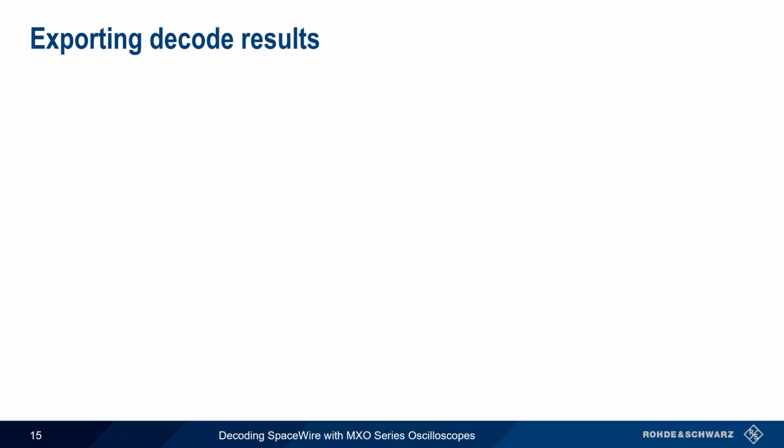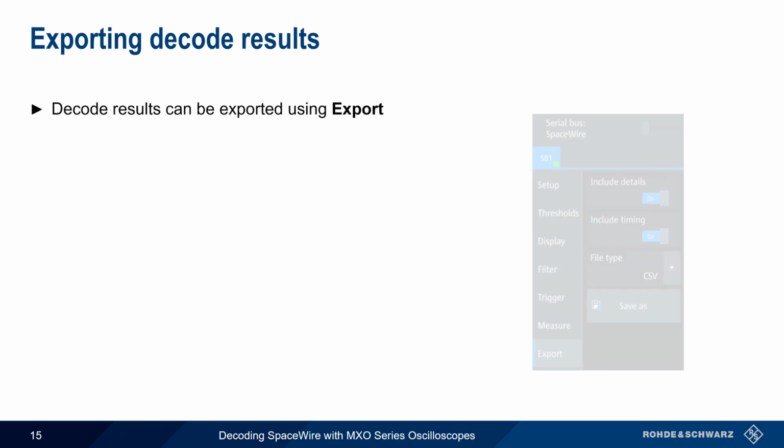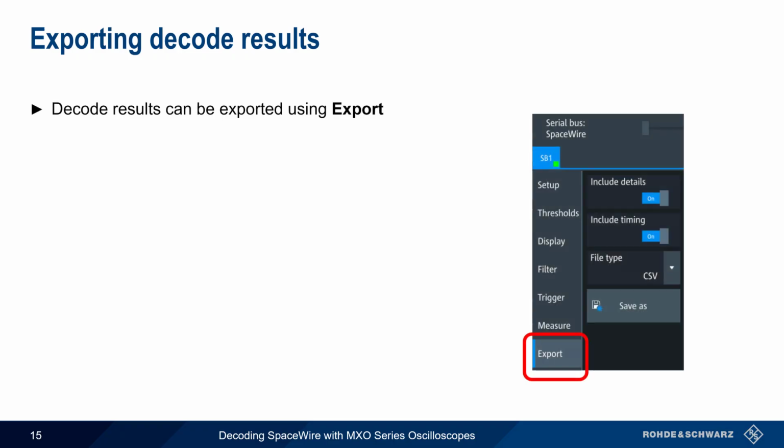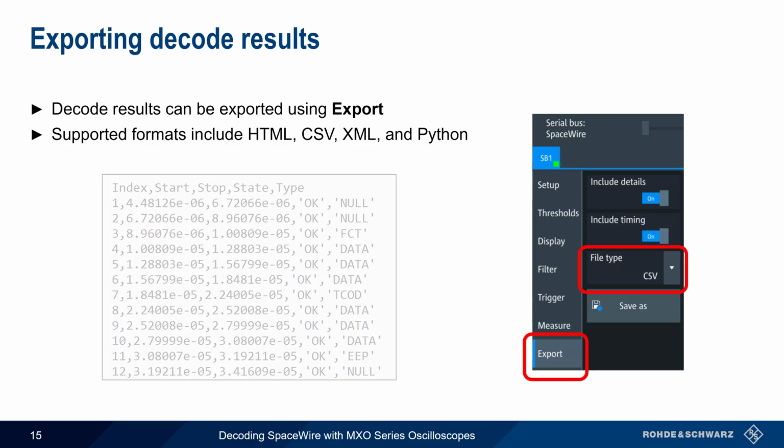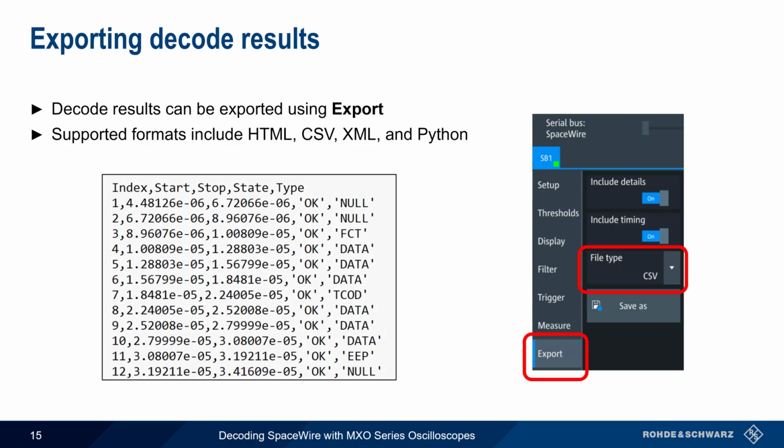Before we conclude this presentation, it's worth noting that the decoded results can be exported by choosing Export from the Serial Bus menu. The supported export formats include HTML, CSV, XML, and Python. The CSV example here shows the types of data in the export. This includes timing, character type, etc. for each individual character.